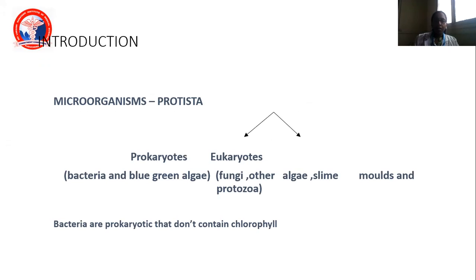microorganisms are grouped under protista, which is further divided into prokaryotes and eukaryotes. Prokaryotes are the primitive organisms. This includes bacteria and blue-green algae, whereas eukaryotes are the fungi, algae, slime molds, and other protozoa. Bacteria fall under prokaryotes.